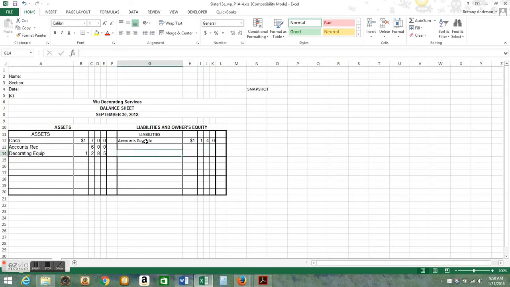Then I'm going to skip a line and I'm going to say owner's equity. Again, I'm going to center that. And then I'm going to put the name of the owner. J. Wu, capital. Again, this is the amount that I'm pulling from my statement of owner's equity that I just prepared, not from your starting point. Okay, I'm going to single line this.